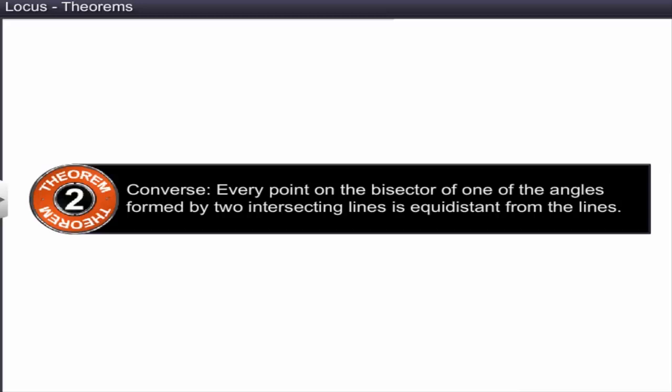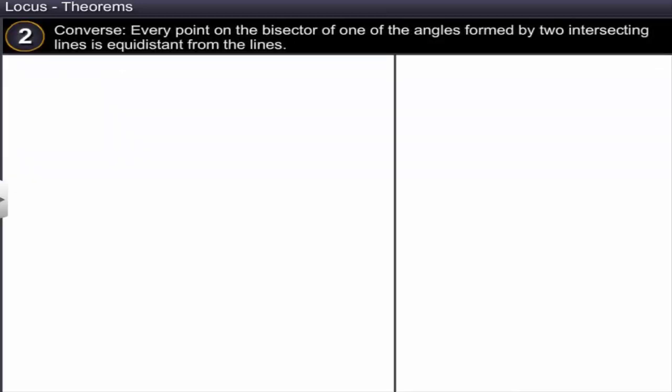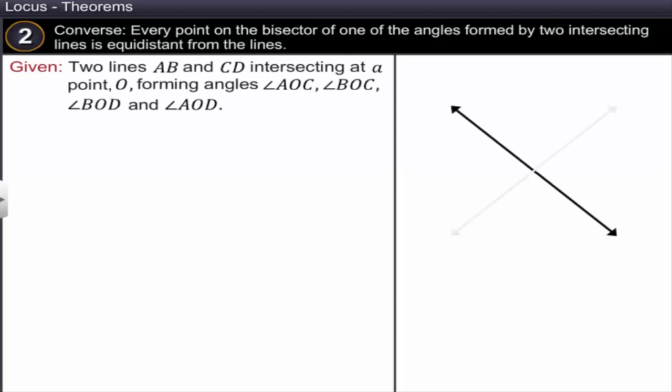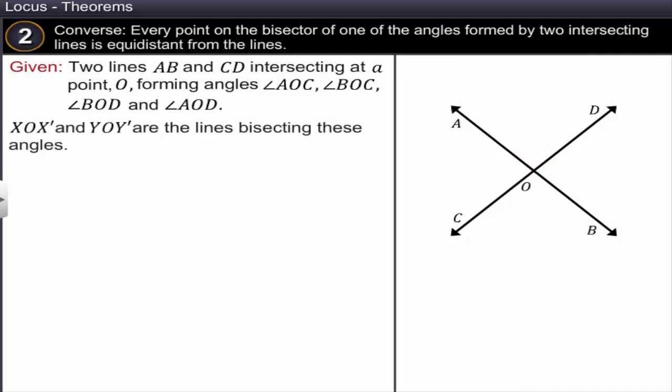We are given two lines, AB and CD, intersecting at a point O, forming angles AOC, BOC, BOD, and AOD. We are also given that XOX' and YOY' are the lines bisecting these angles.